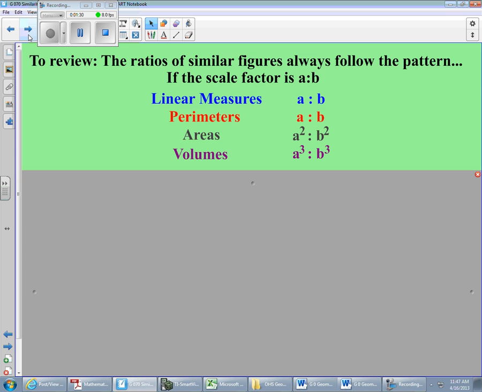Okay, this is the basis for all these dimensionality issues. This is what it's all based on right here. And we discovered these ratios back in December. The ratios of similar figures always follow, and it's not really a pattern, it's pretty much a rule. The rule states that whatever your scale factor is doing, and of course a scale factor is a direct relationship between one figure and a similar figure.